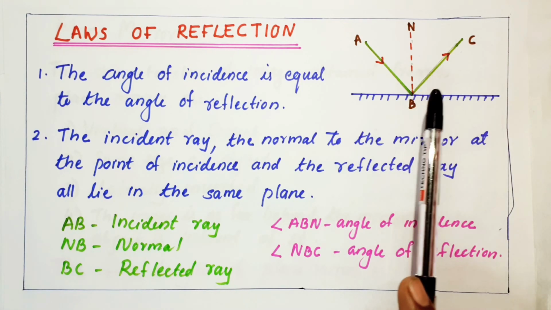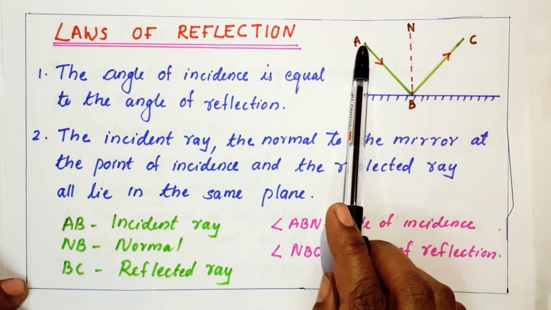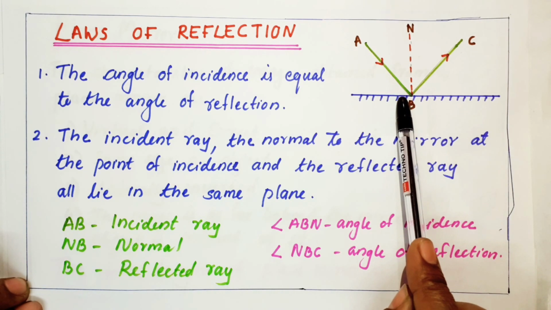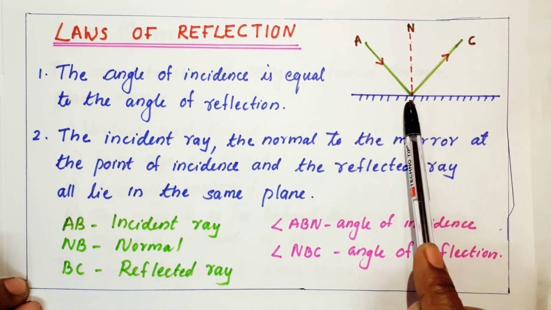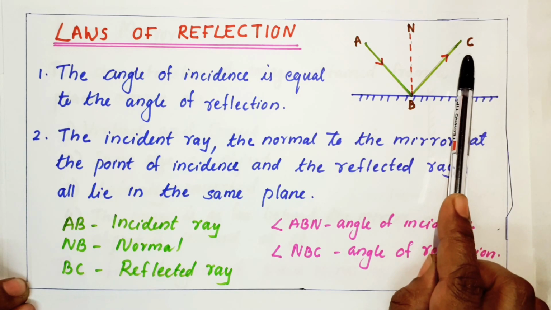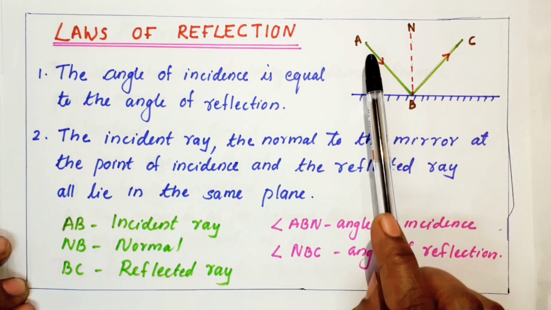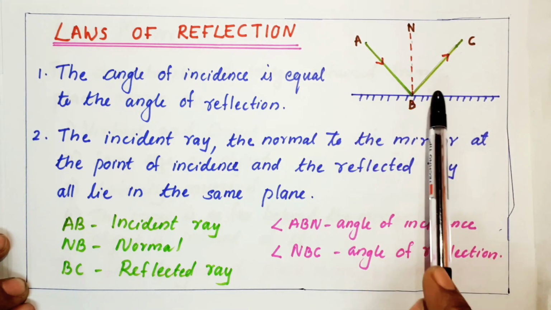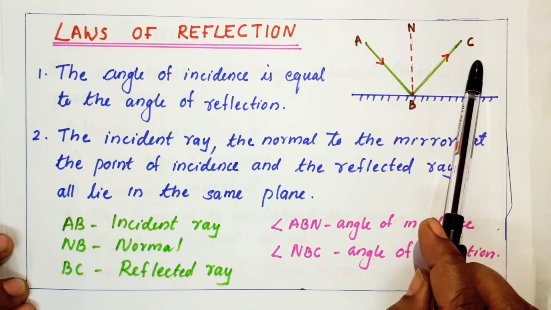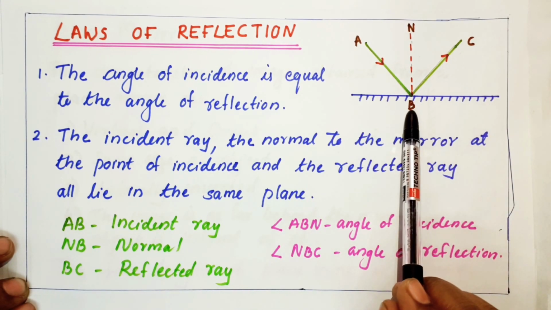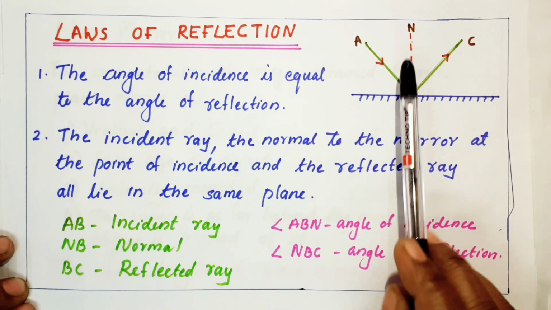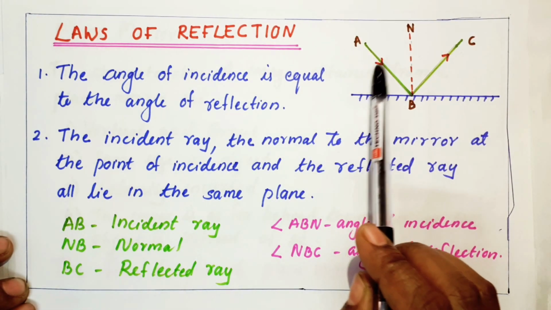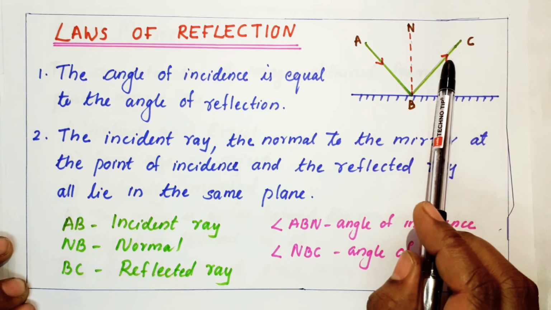This green colored ray AB is your incident ray. This incident ray, or incident light, falls on the reflecting surface and is reflected back. So I am naming the ray AB as the incident ray. BC is called the reflected ray. B is the point of incidence. You draw a normal, which I marked as N. So I am naming the incident ray, normal and reflected ray.